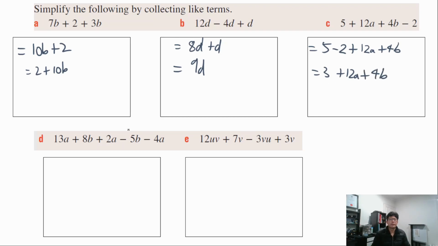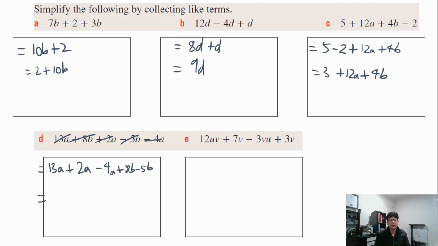Moving on to the next one, we have 13a plus 8b plus 2a minus 5b minus 4a. So to make it look a bit nicer, I'm going to collect all of the like terms first. So 13a, always move the sign in front of the pronumeral as well. Plus 2a minus 4a. So we've used that, and that, just crossing it out so we don't get confused. And we have plus 8b and minus 5b left, and I'll just cross them out to finish it off.